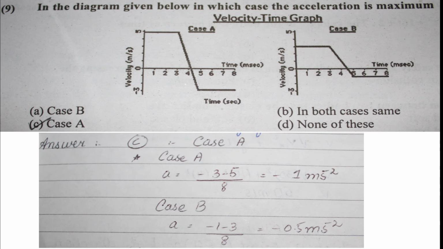Next question is, in the diagram given below, in which case is the acceleration maximum? Case A and case B are given. We're going to find the acceleration of both of these. For case A, the acceleration is minus 1 meter per second squared, and in case B, the acceleration is minus 0.5 meter per second squared. As we have to find the maximum value, option C, that is case A, is going to be the right answer.